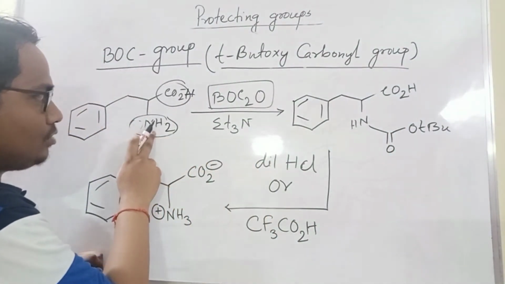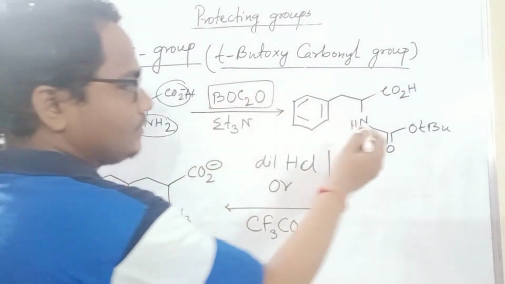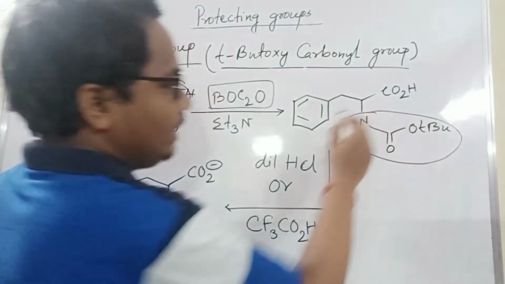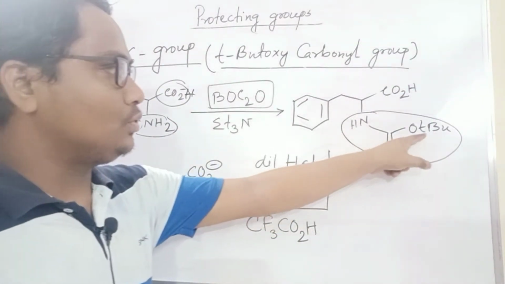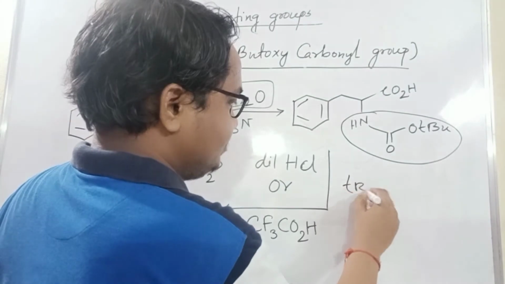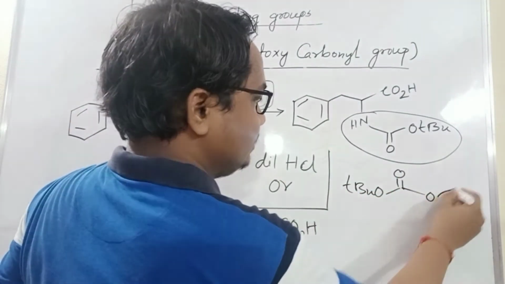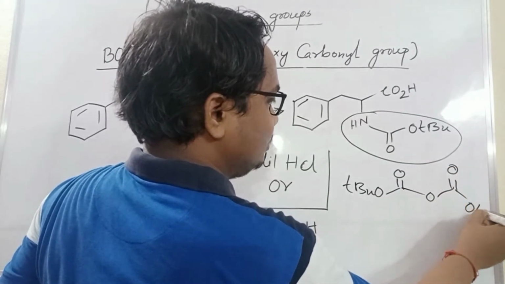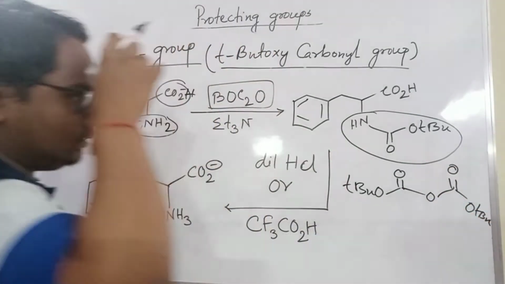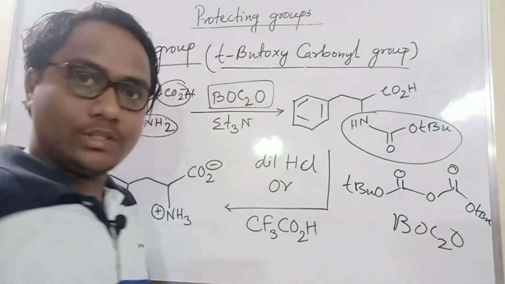Triethylamine takes the proton from here and it will attack this tertiary butoxy. You want to write this structure, no? This is the Boc group. NH2 C=O O-tBu, it is Boc. Boc means like that. This tBu, this is called O. This is OtBu. So this is the Boc. It is called Boc2O. Understood?